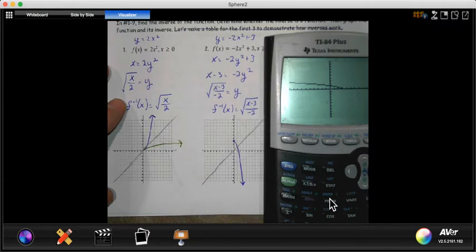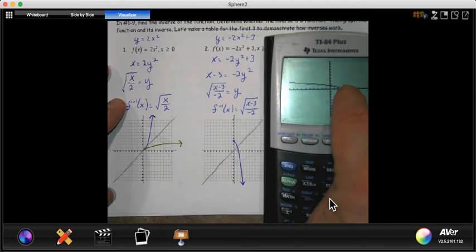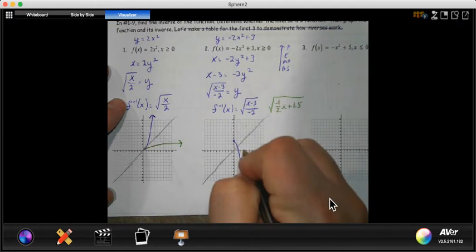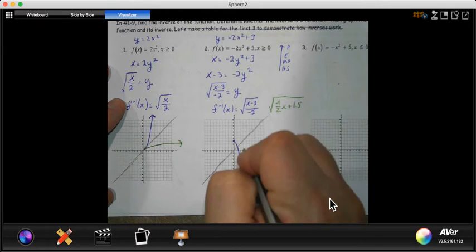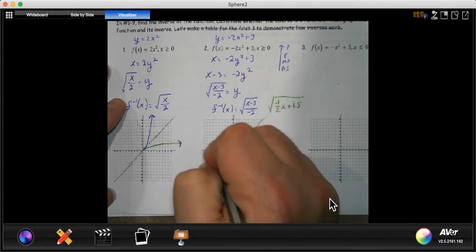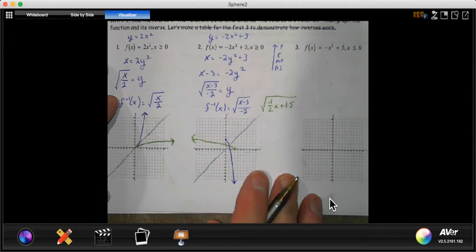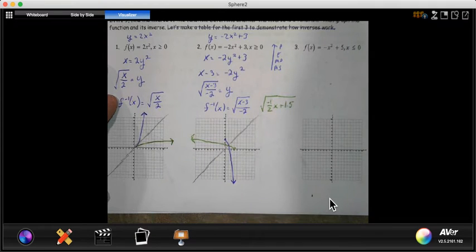And it's that guy. So it looks like I go 3 to the right, and then it tails that way. So we're going to go 1, 2, 3, and then it tails that way. So mirror image. Okay. 3.